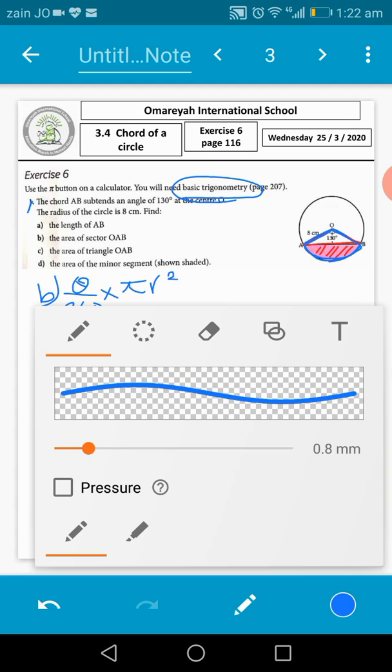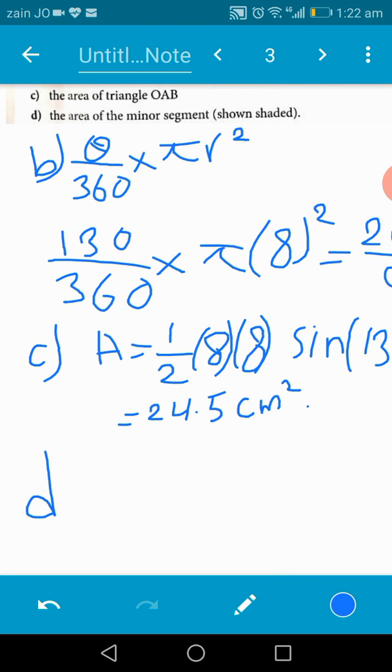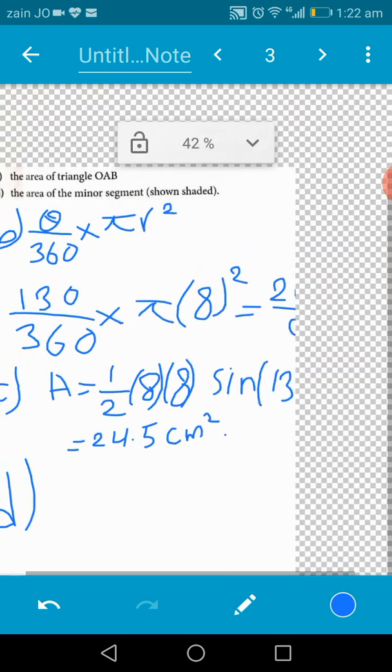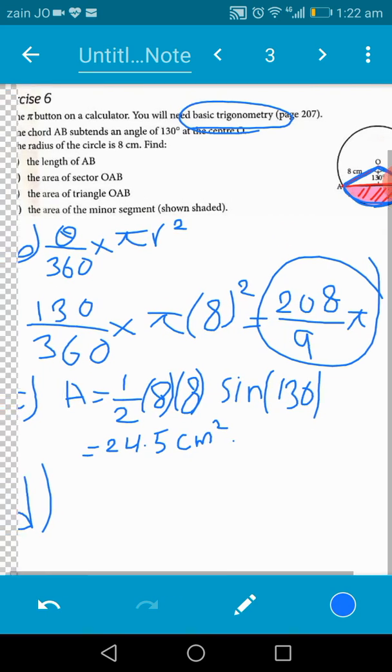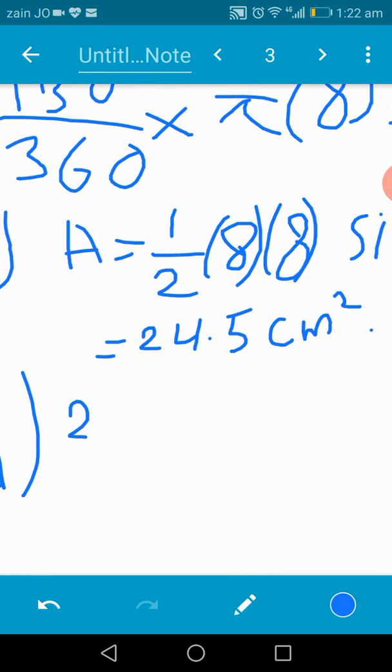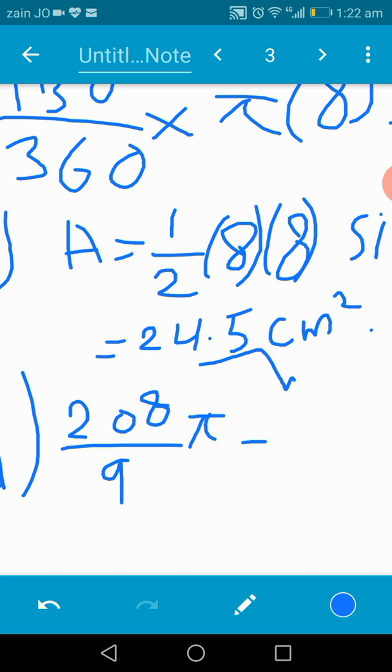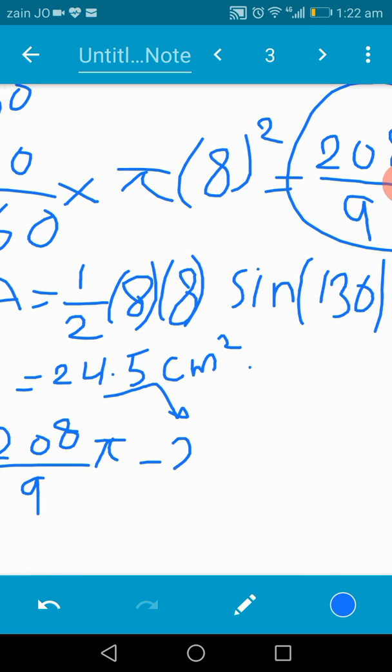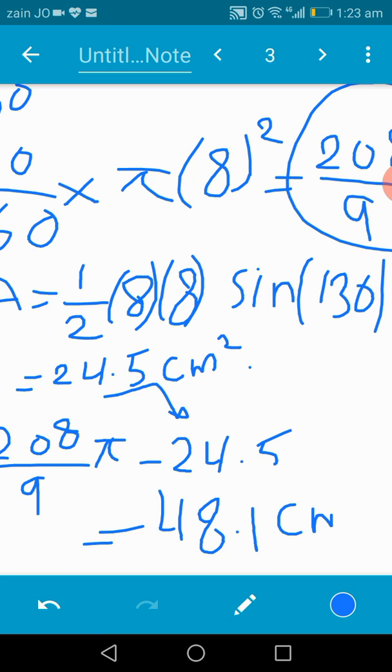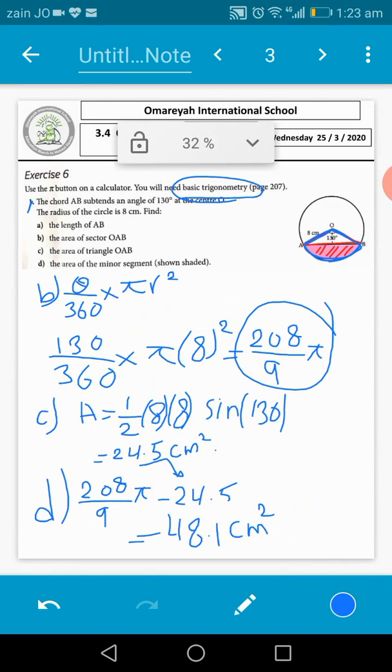You get the answer. So now part D, we need the shaded area. What did we get in B? It is 208 over 9 pi, minus this, which is 24.5. We get 48.1 centimeter squared. So now this is the answer for question number 1.